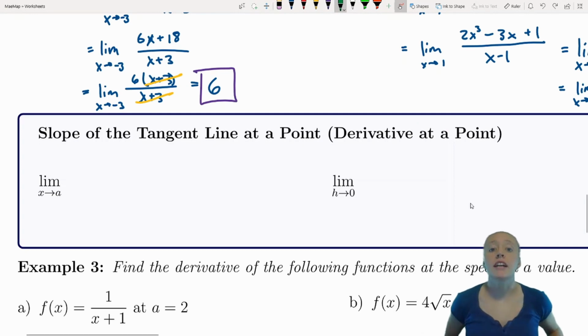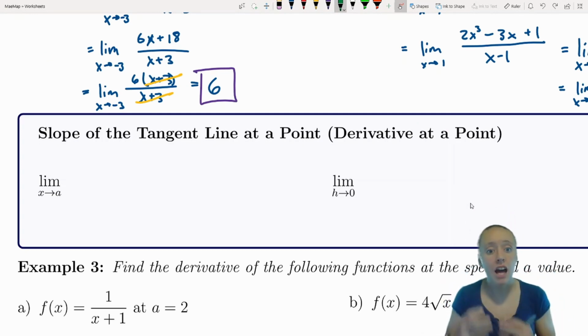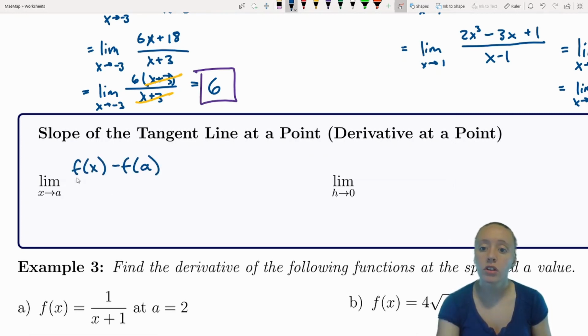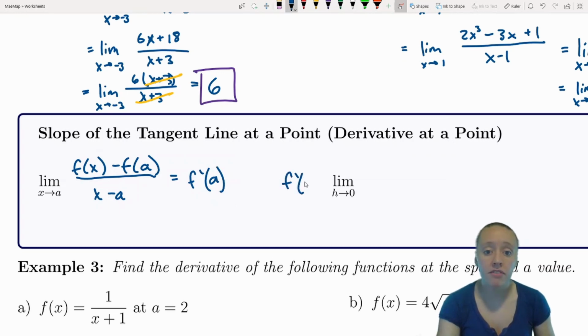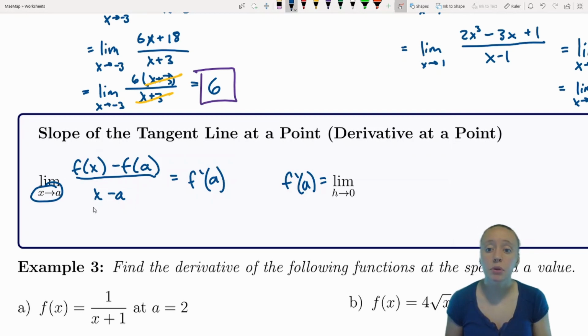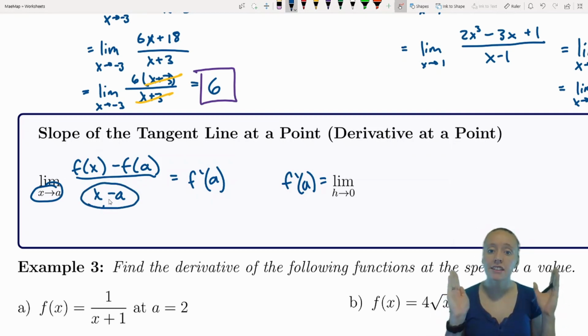So the slope of the tangent line at a point, f prime of a, the derivative at a point, we can write as, well, we already know one formula for it. That was f of x minus f of a all over x minus a, which was equal to f prime of a. Well, f prime of a, we can also write taking the limit as h goes to 0. So as opposed to taking the limit as x approaches a, as x approaches a, that denominator gets closer to 0. So essentially, we're going to replace that x minus a.